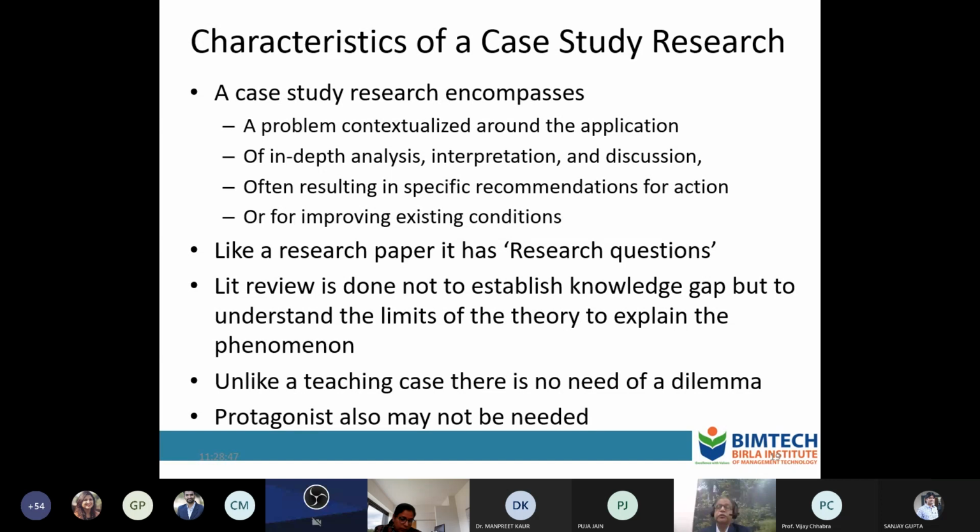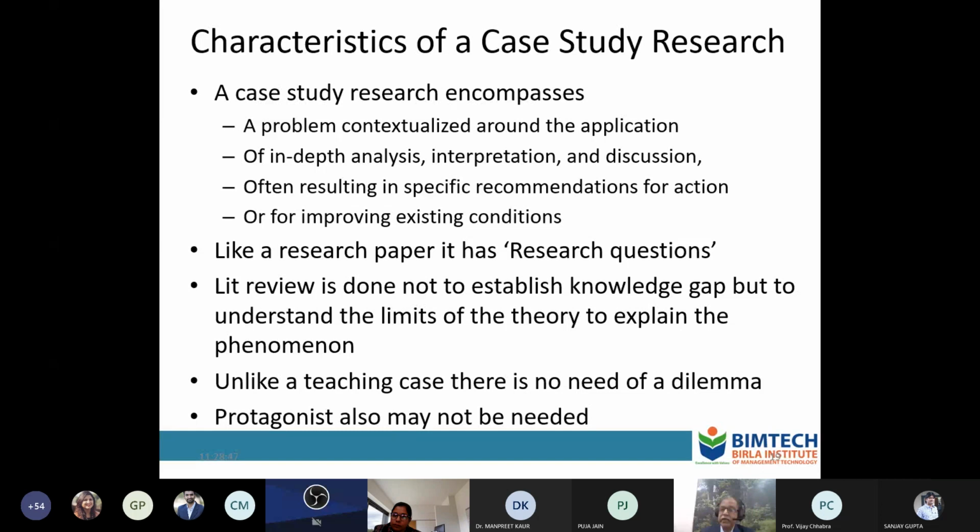So these are the interesting areas. Choose a question related to these areas and then collect data. You collect data because you are peeping, trying to peep into the process of organization. So unless you collect live, current data, you cannot write a research case.